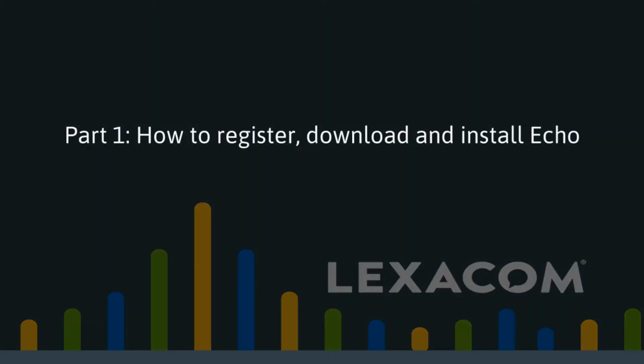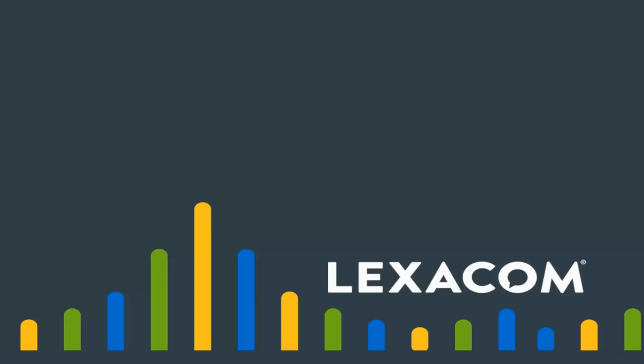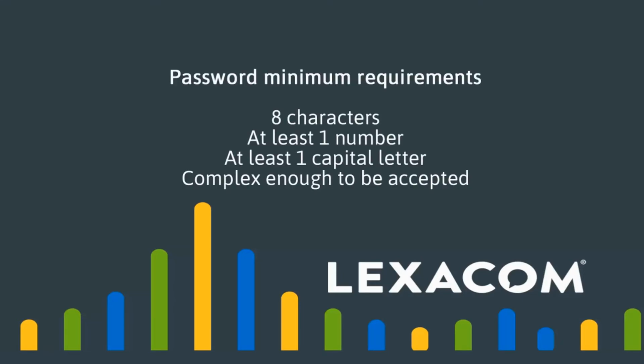Once you have been added to your organization's Echo team, you will receive an email inviting you to register. First, simply click the link in the email. This will open a page in an internet browser asking you to create a password. This is the password that you will use for this website and also to log into Echo itself. The password has to have a minimum of 8 characters, at least one number, and at least one capital letter. The password also has to be reasonably complex, so something like password1 won't be accepted.